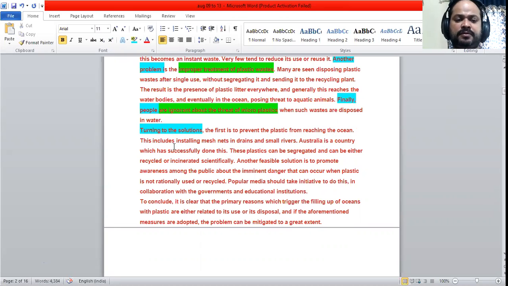This includes installing mesh nets in drains and small rivers.